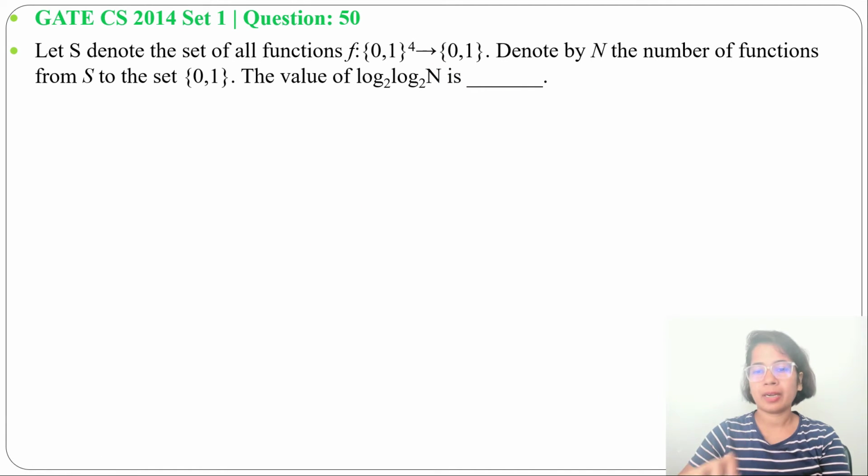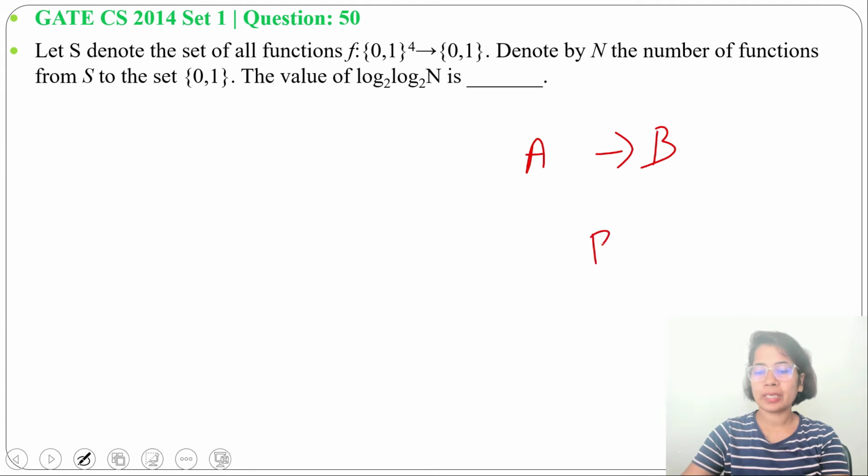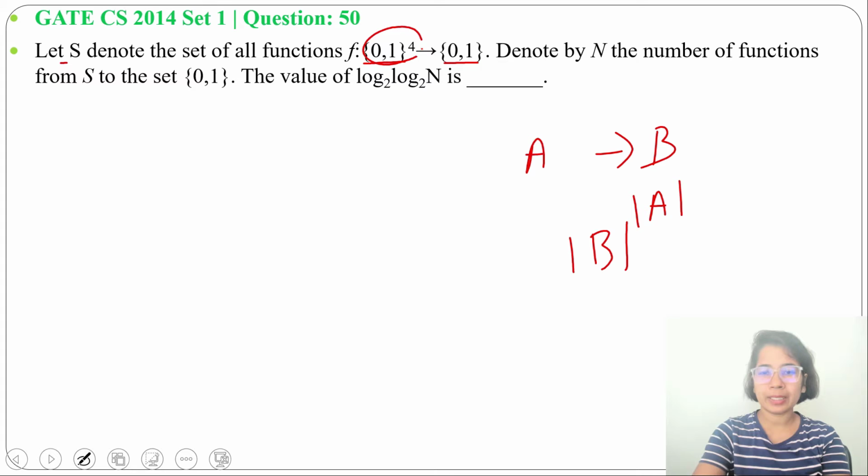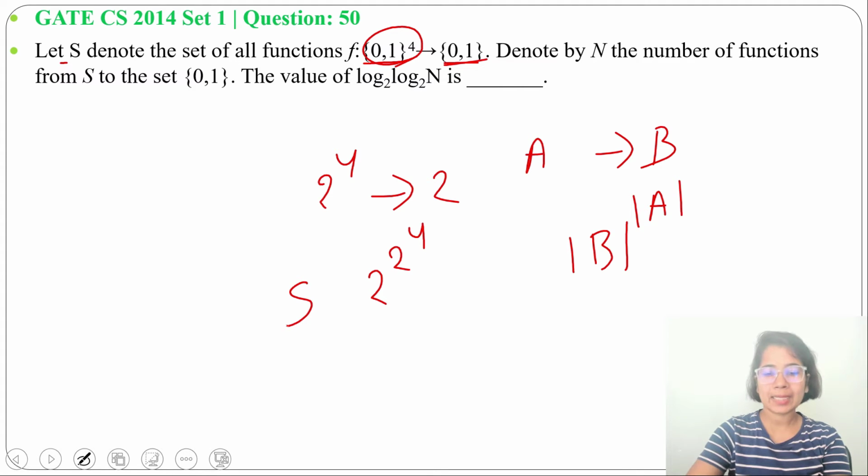I already discussed that the number of functions from set A to set B equals the cardinality of B to the power of the cardinality of A. Now S denotes the set of all functions from {0,1}^4 to {0,1}. So here the domain contains 2 power 4 elements, and the codomain contains 2 elements. So the number of functions from 2 power 4 elements to 2 elements equals 2 power 4. So the cardinality of S equals 2 power 4.